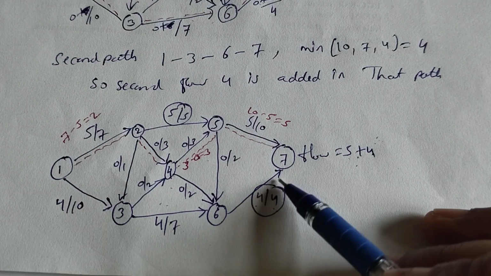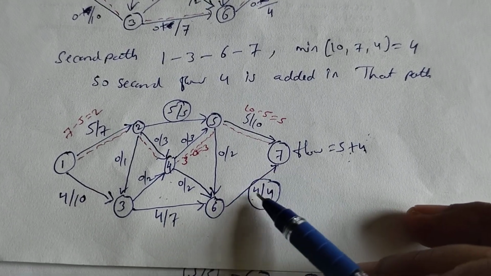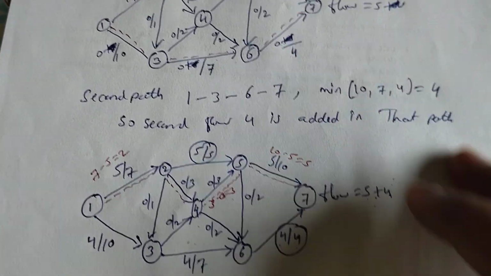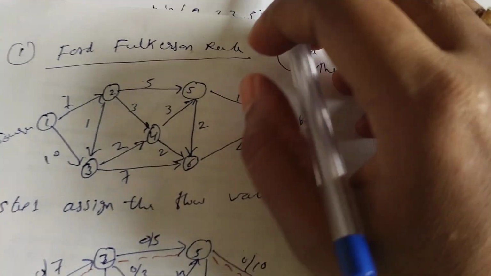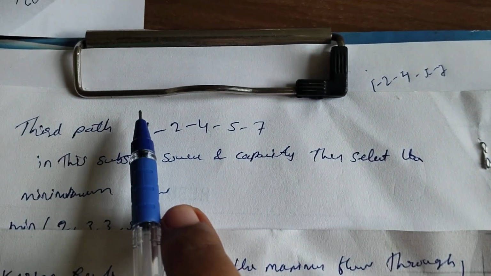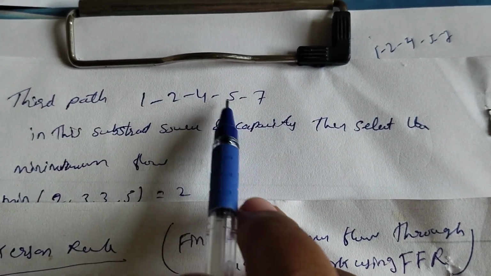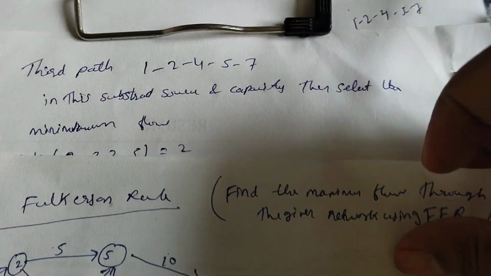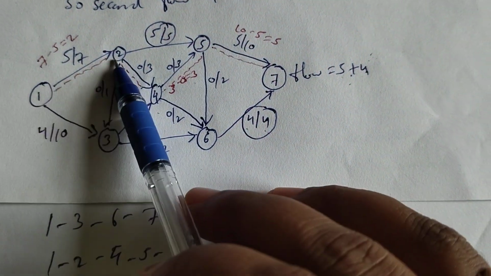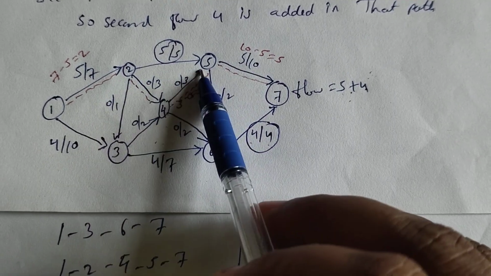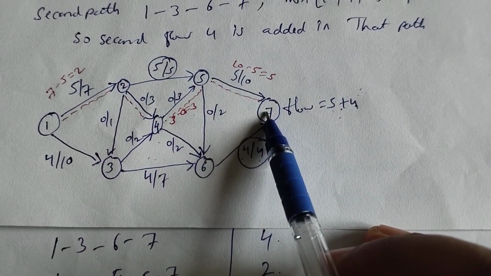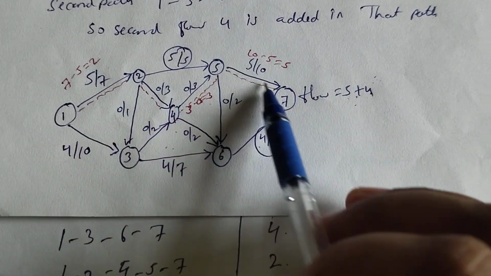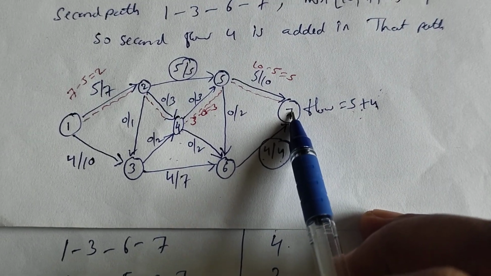Because the flow is exactly equal to capacity, nothing can travel from 6 to 7 now. You have to select another path, which is the third path: 1 to 2, 2 to 4, 4 to 5, 5 to 7. That is the path we are selecting. In this path, again you calculate the bottleneck capacity.